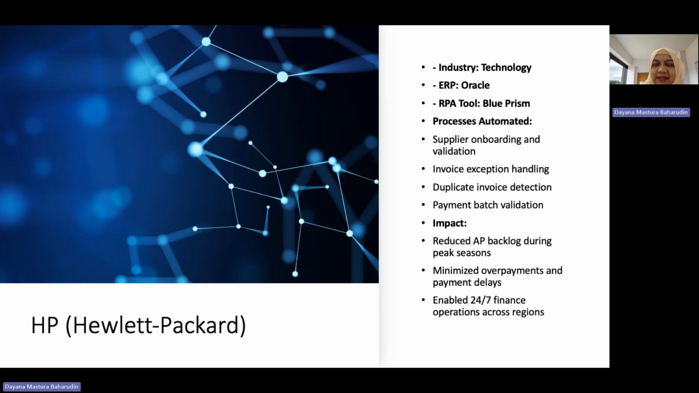Okay, impact. Now let's have a look. This is the important part, the impact. Reduce accounts payable backlog during peak season. Okay. Very important. Minimize overpayments and payment delays and enable 24/7 finance operations across regions, because they're just not based in one country, they are all over the world. So they need to run 24/7.